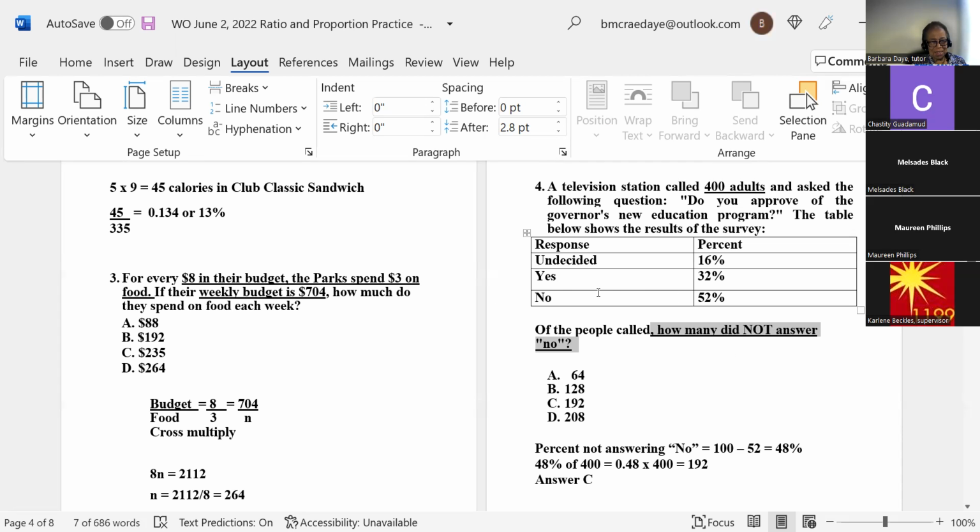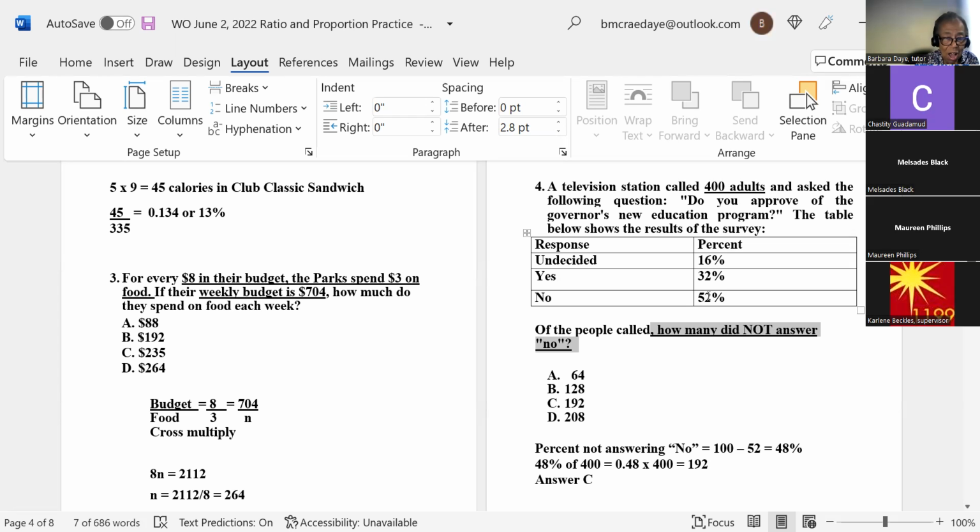Maureen, I know why you copied it wrong, but the no is 52%. The ones who didn't answer no would be the rest of the people, 52 from 100. 16 plus 32 is 48, but I had 16 and 33. So 32. Oh, you had 33. Okay. When you add these two, you get the ones that did not answer no.